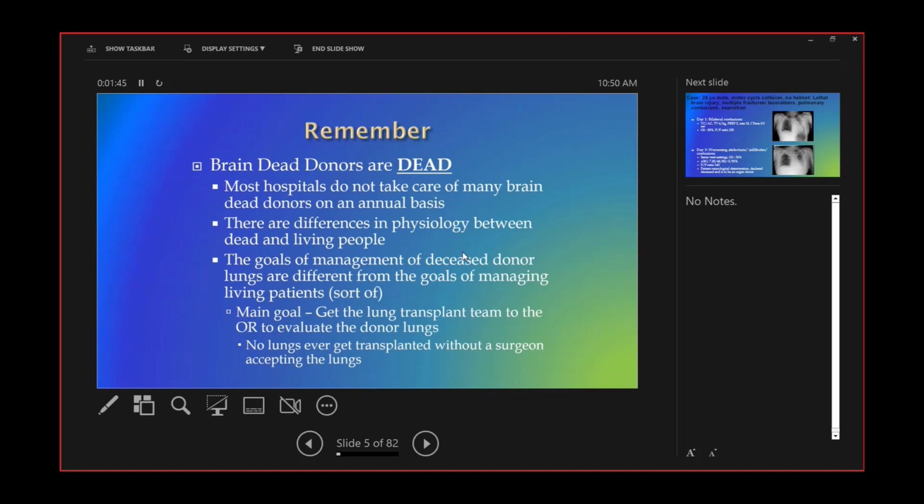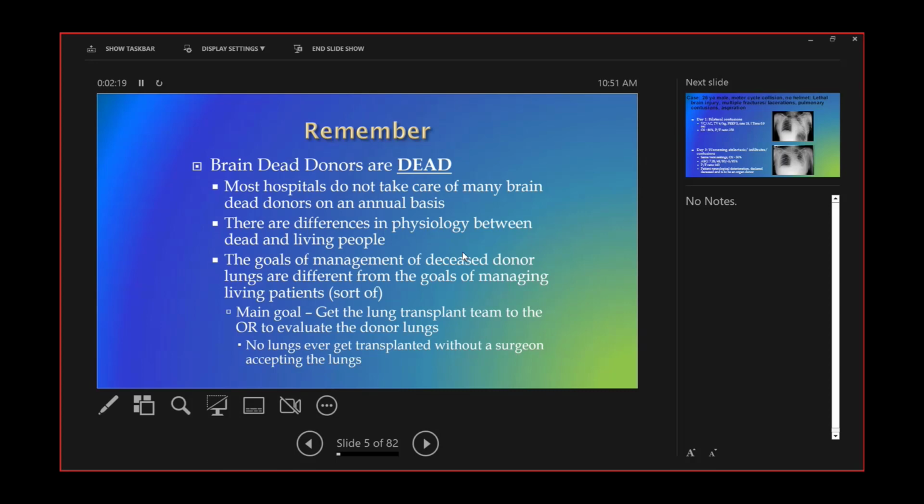To me, this is the most important thing to remember: brain dead donors are dead, and most hospitals don't take care of many dead people on an annual basis. And so they really don't understand the physiology of managing a neurologically deceased donor. Appreciate the goals of managing a neurologically deceased donor to try to place organs versus the normal physiologic endpoints that they would normally look at. And so we have to communicate what our goals are in managing a deceased donor as opposed to a living patient.